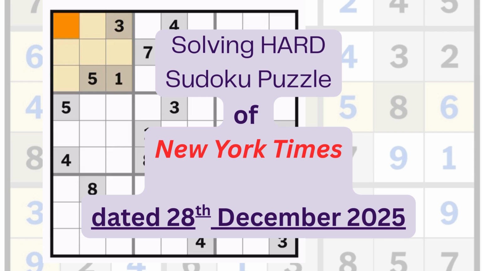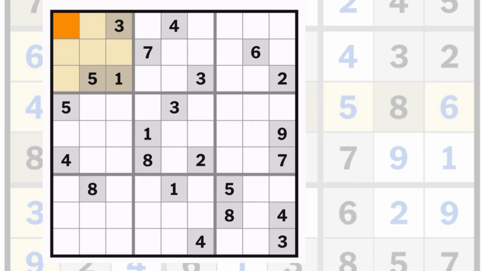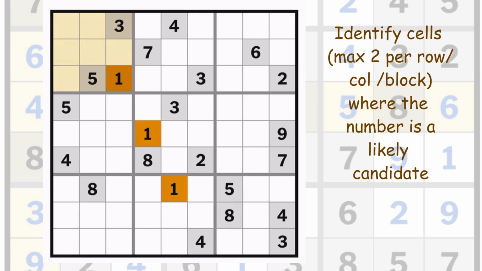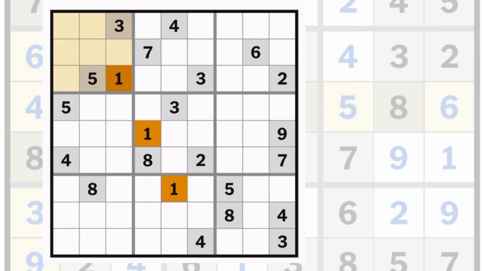Today we'll try to solve this hard Sudoku puzzle of the New York Times. We start with number 1 and try to identify whether there are any cells in any of the blocks, rows or columns where number 1 is unique. And in the second part, we try to identify a cell where number 1 is a likely candidate in a maximum of 2 cells in a block, row or column. Now here in this block, number 1 is a likely candidate in these 2 cells.